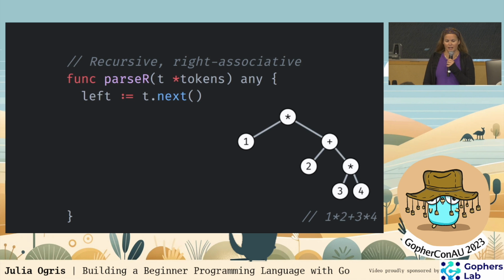Our first algorithm to create this right-degenerated tree, parse right, is a recursive algorithm. We pop off the first operand into the left variable, and if this is the end of the token stream, we return it, we're done.